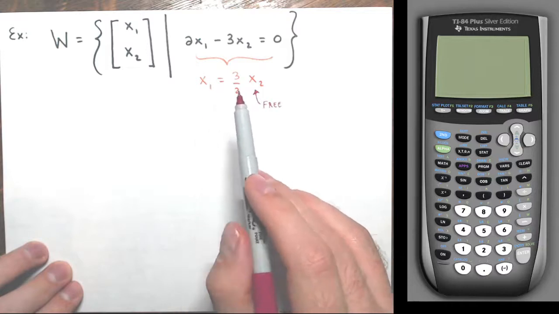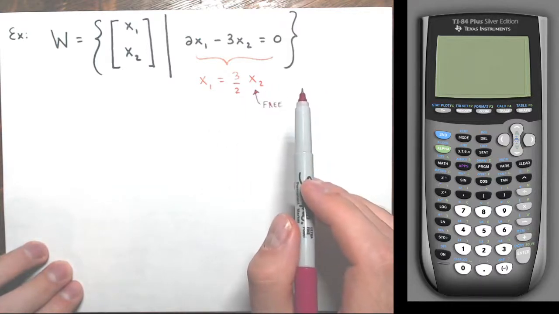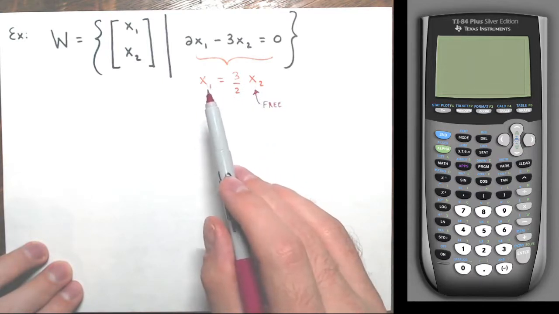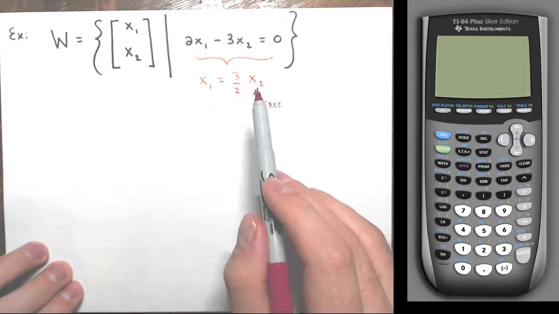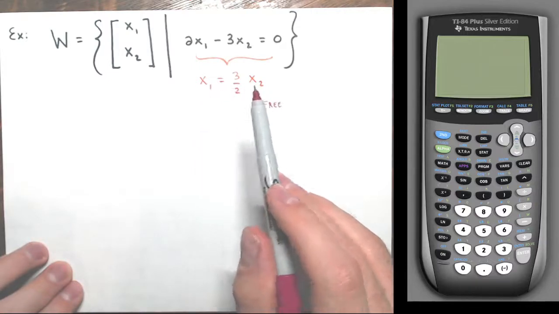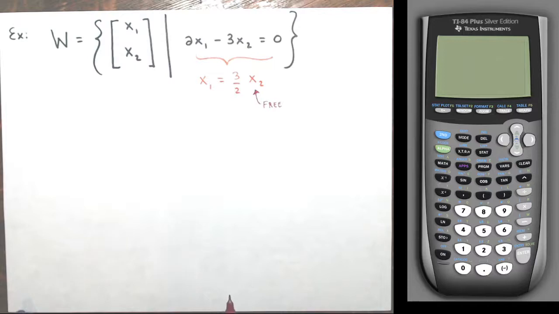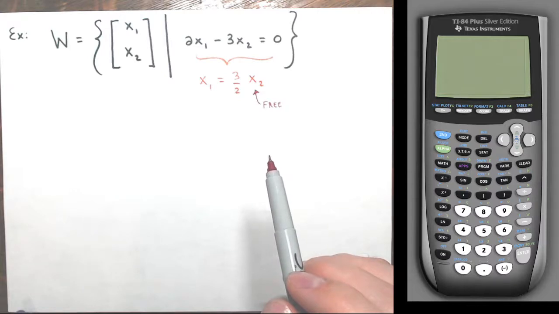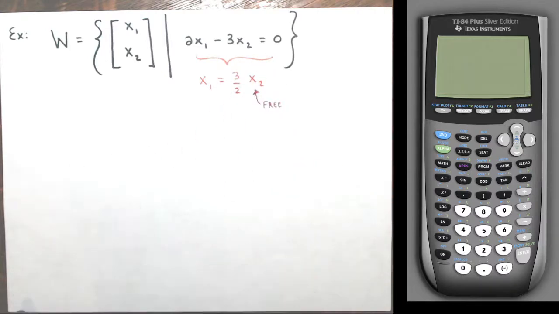I could do the same for x1, but if I let x2 be anything I want, then x1 would have to be some specific number. So like if x2 were 2, x1 would have to be 3. I couldn't let x1 be anything else. If x2 were 4, x1 would have to be 6, right? I can't pick for both of them. I can only pick for one and find the other. So one of them is free. And what you're going to notice is that the number of free variables in these spaces that are defined by equations is going to be the same as the number of vectors in a basis for that space. We'll see that happen.